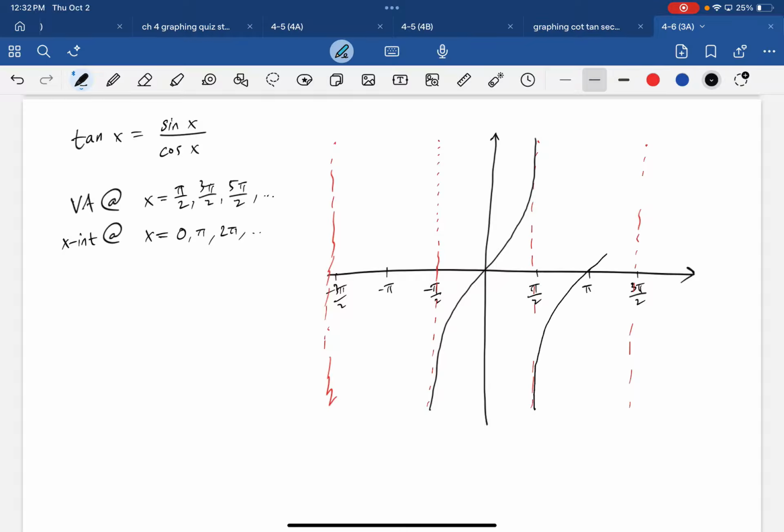So make sure you're able to recognize this. Looks like seaweed. I don't know. Yeah, seaweed on the ocean floor. It's wavy.